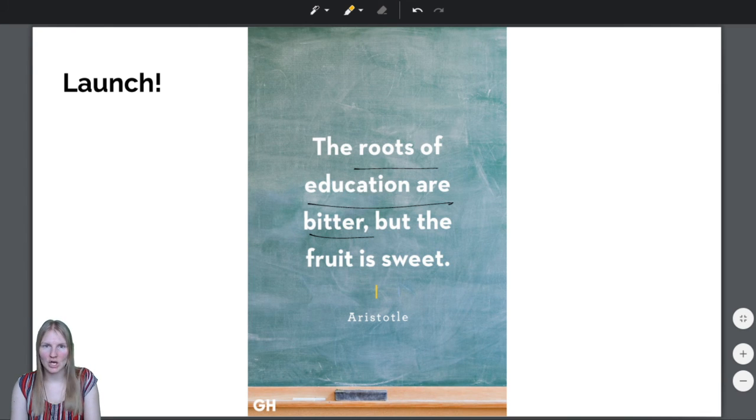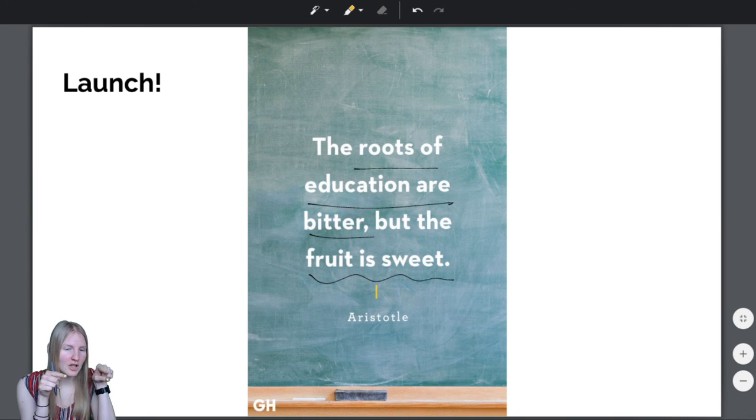The roots of education are bitter. We've all had bad experiences with education. So maybe where it comes from. I've had teachers that were not very nice to me. I had teachers that made me very mad. I have had teachers that made me feel incredibly stupid. So those roots of education are bitter. They're not fun to think about, but the fruit is sweet.